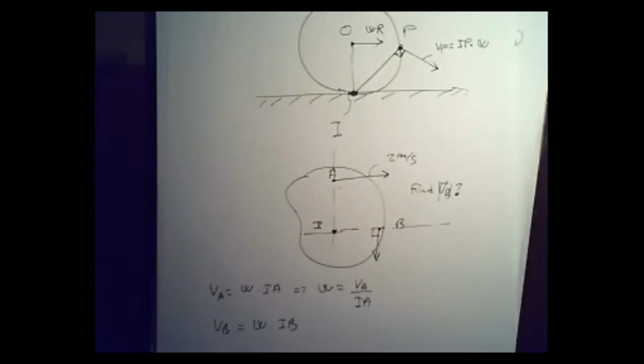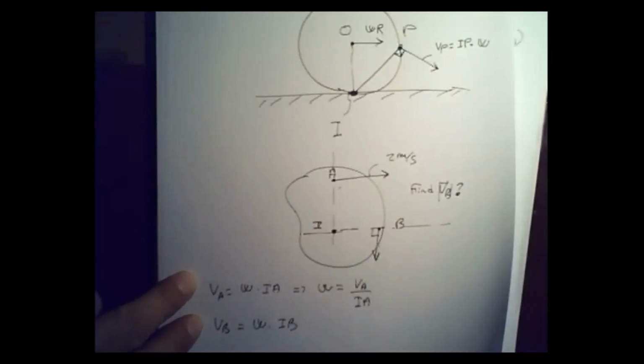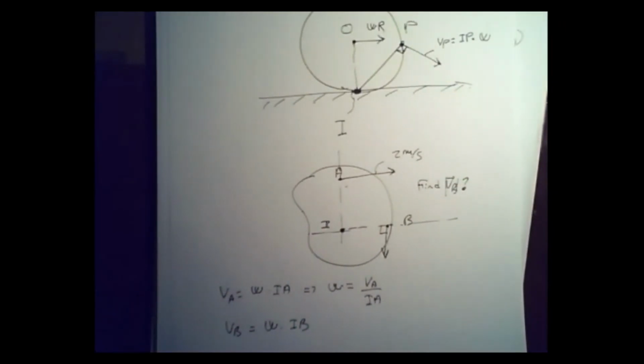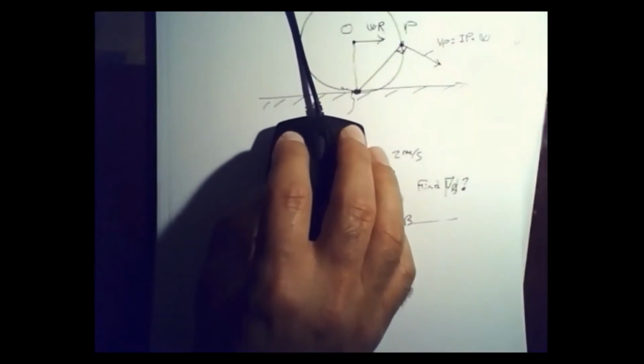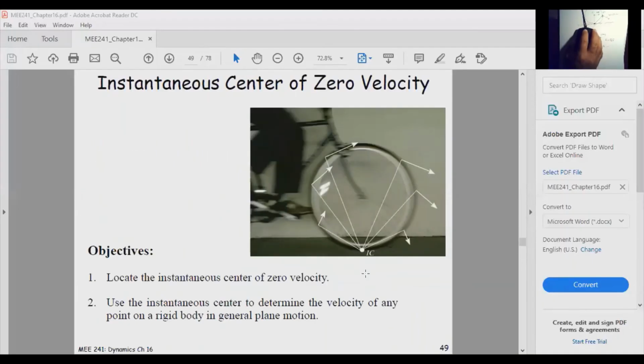All right. Excellent. Let us do a problem, or look at what we have in the book. So now I'm going to start sharing my PDF. This is a topic that we have, instantaneous center of zero velocity. This is a picture taken of a bicycle or a bicycle tire.